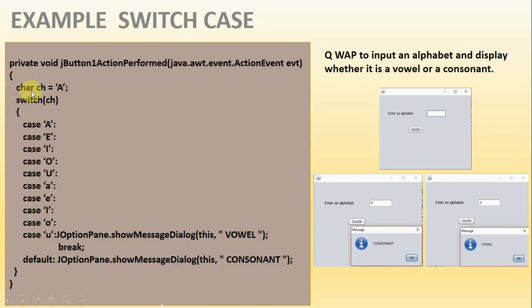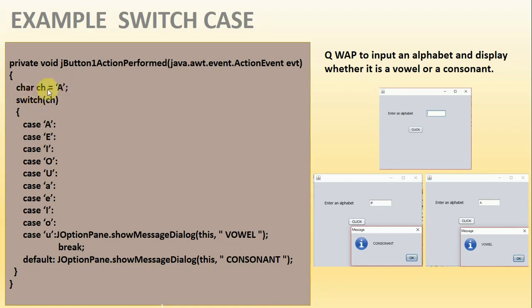Here I have taken char ch equal to a. I am declaring a variable ch of type character, and I am assigning value a to it. You can assign any value of your choice, and you can also read from the text field. In this case, I am just assigning the value. And please remember that whenever we assign a value to a char, it should be enclosed in single quotes.